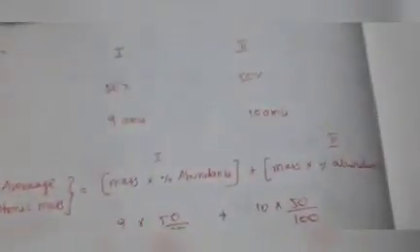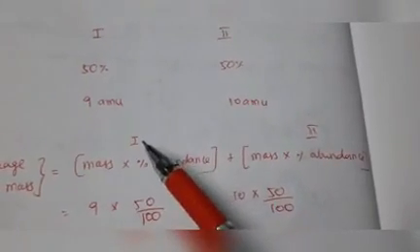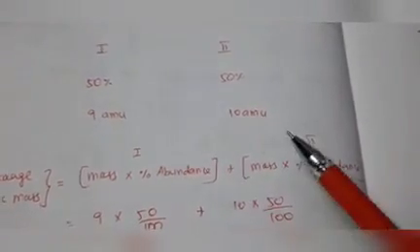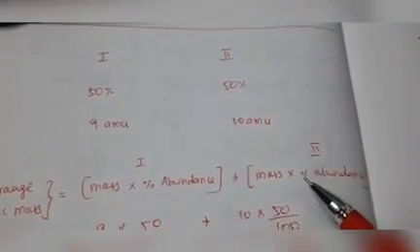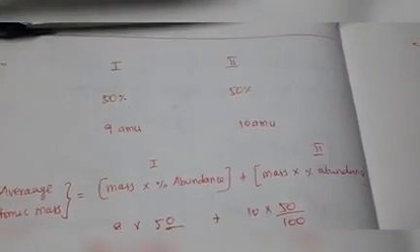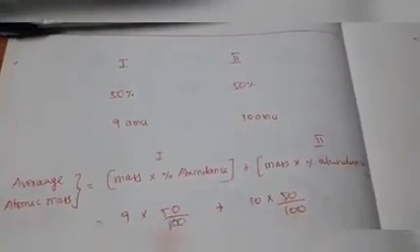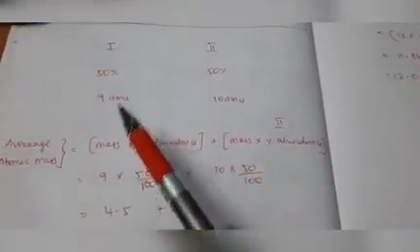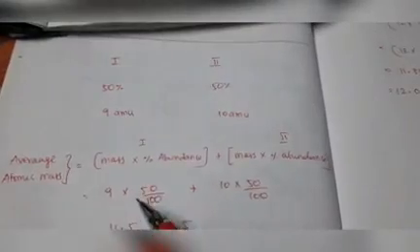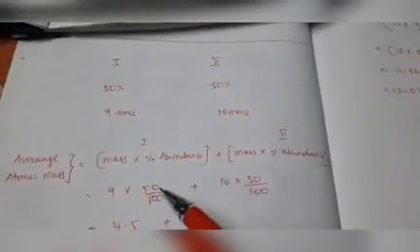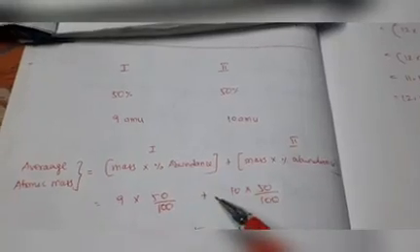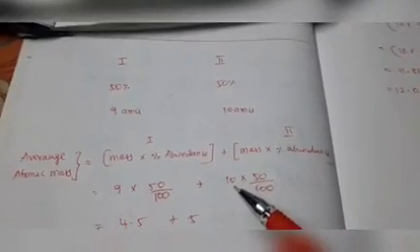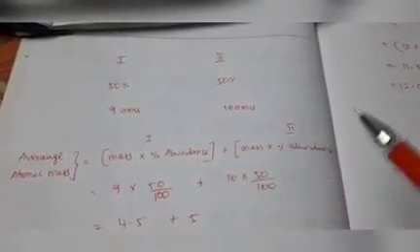The formula is: mass of the first isotope times percentage abundance of the first isotope, plus mass of the second isotope times percentage abundance of the second isotope. Mass of the first isotope is what? 9 atomic mass units times percentage abundance 50%, so 50 by 100, plus mass of the second isotope, 10 atomic mass units, times percentage abundance 50%.